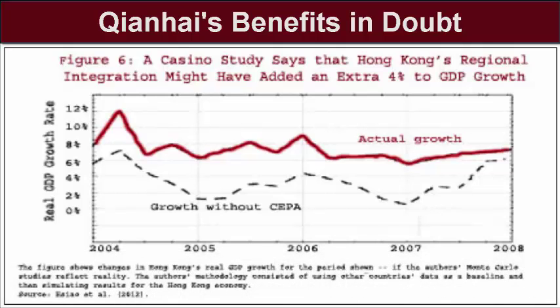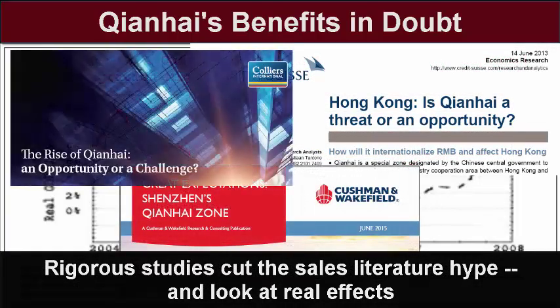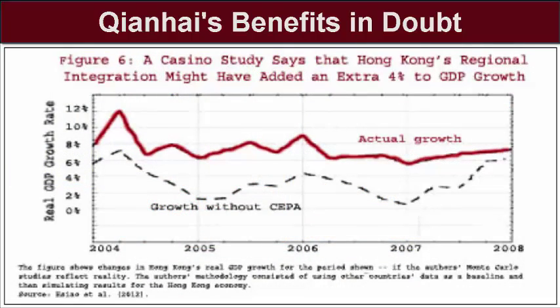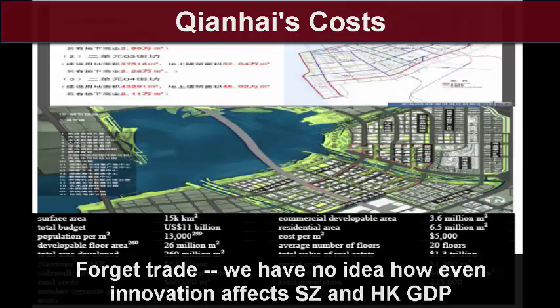Thus, the mass media assumes that Qianhai will automatically result in economic and innovation gains. Much of the econometric analysis purportedly shows that increasing trade and integration in the region stimulates growth. Yet, we don't have any reliable econometric studies actually showing the effects of deeper innovation policy and trade policy in the region. As such, we really don't know what effect Qianhai would have either on Shenzhen and Hong Kong's economies or on innovation in the region.